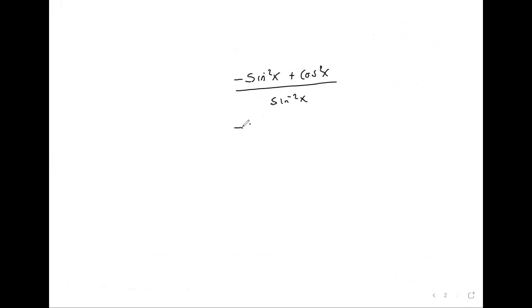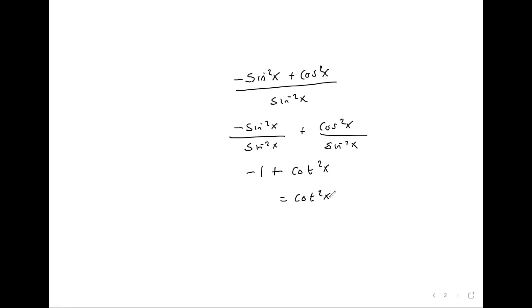So I said we can separate this like this. But the first one is just negative 1. Then cos over sine is cot. And since they are squared, it will be cot squared. You can write this as cot squared x minus 1. Okay, thank you.